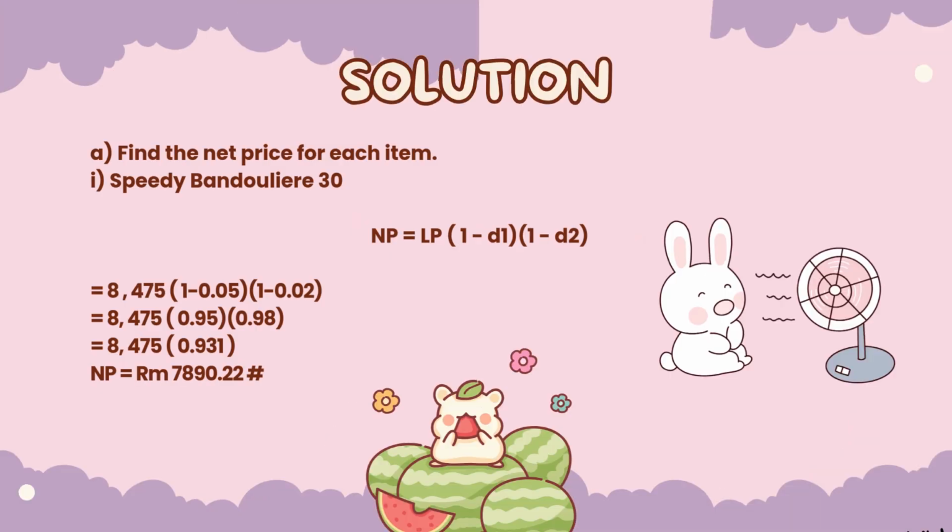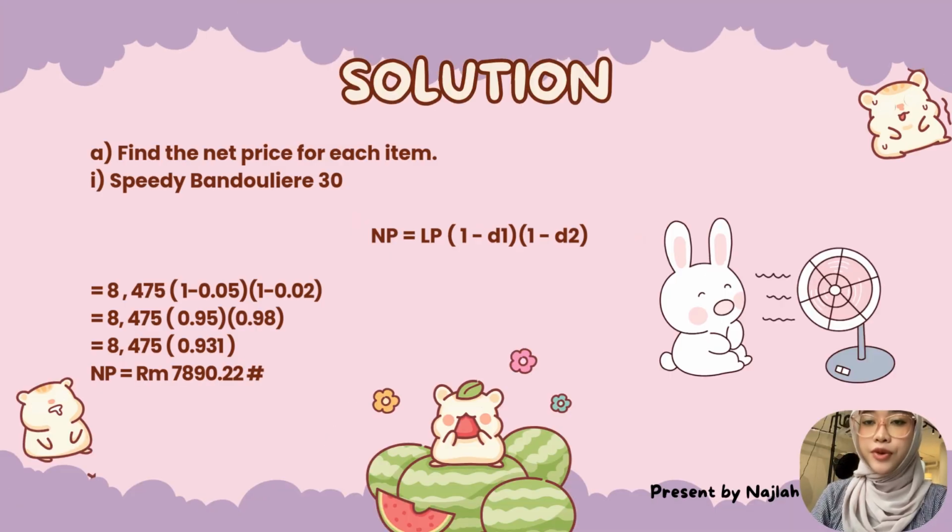For our question number 1, find the net price for each item. Based on this question, we need to find the net price for Speedy Bundle 30 and also the net price for Neverfull MM. Now let's find the net price for Speedy Bundle 30. The list price is RM8,475, and you need to multiply by the bracket 1 minus 0.05.